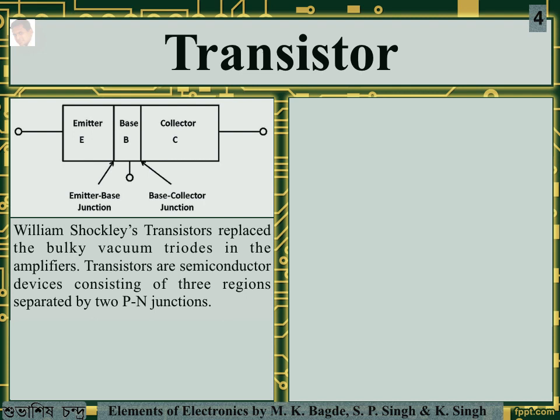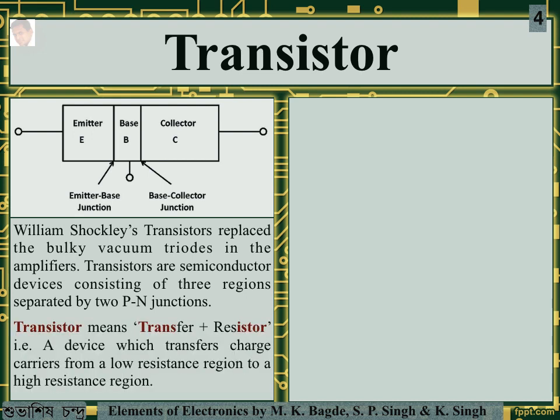So we have two different resistance regions, one low resistance region and one high resistance region. These two types of resistance regions have actually given the name to this device, transistor. Transistor basically means transfer resistor. That is, a device which transfers charge carriers from a low resistance region to a high resistance region.